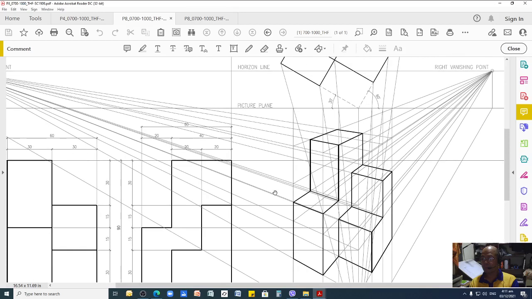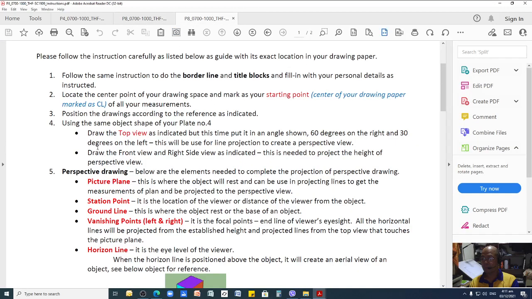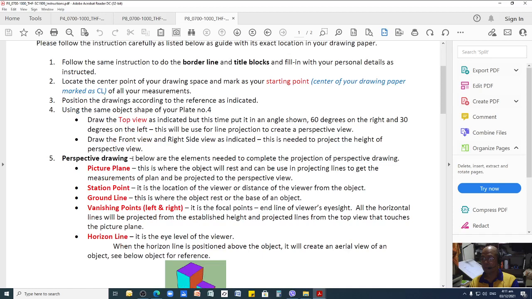So let me go back to that instruction. For the top view, 30 by 60 degrees, and then draw the point of front view. I already explained this. Then we'll go to the perspective. There are different terms that you need to consider: picture plane, station point, ground line, vanishing points, left and right, and horizon line. What are those? I explained here one by one.